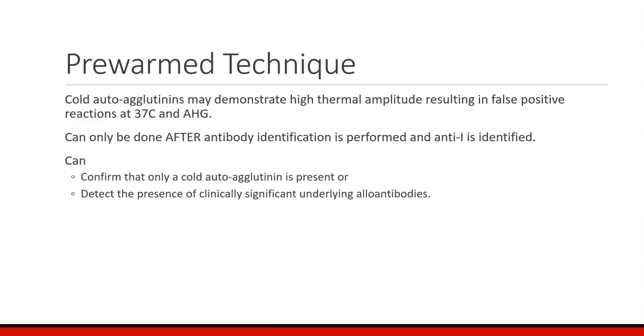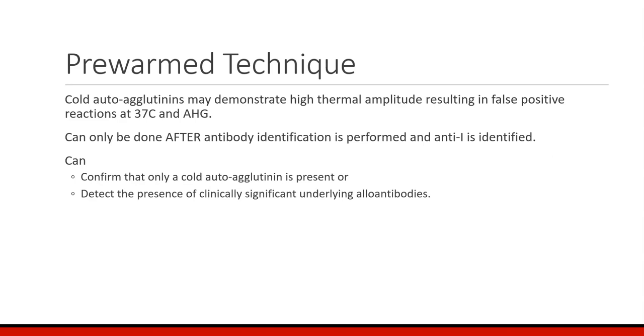Pre-warm technique, I believe this is the third time we are discussing this. Cold autoagglutinins may demonstrate high thermal amplitude, and again, I will define high thermal amplitude. It binds so strongly at room temperature, it does not want to let go at 37. It's an IgM, but again, because of the uniqueness of this particular antibody, it just keeps stuck. So this results in false positive reactions at 37 and Coombs. A pre-warm technique can only be done after antibody identification is performed and anti-I is identified.